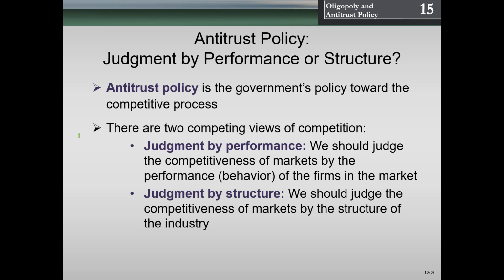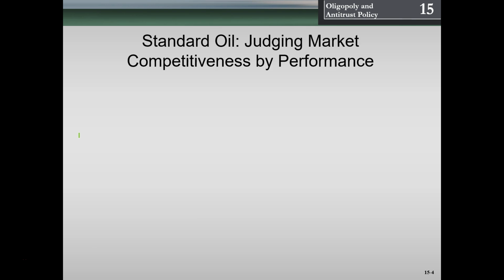And then the other view is judgment by structure. We should judge the competitiveness of markets by the structure of the industry. That's the idea of saying, hey, this company is a monopoly and there's harm to the market for that reason. Even if they got there fairly, even if they had fair competition and basically won in the market, we still have an obligation, for the good of competition and the good of the consumer, to break up a monopoly in that situation. Those are the two extreme judgments on this.